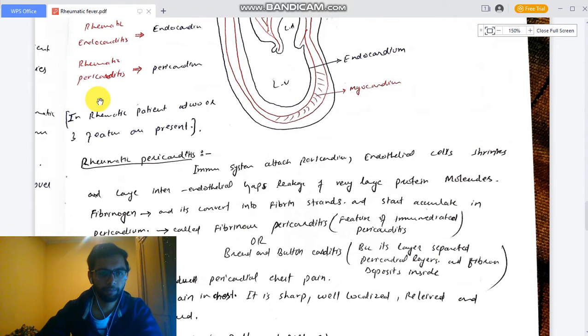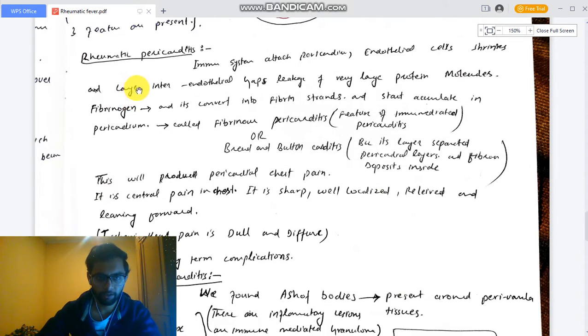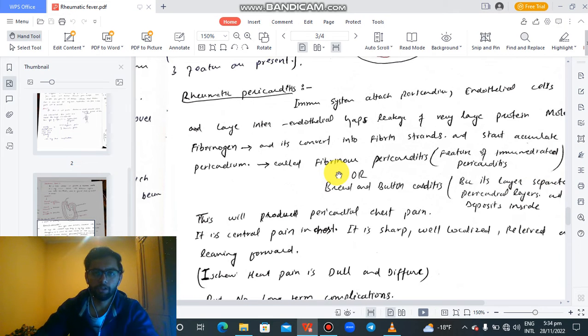The next is rheumatic pericarditis. First, the immune system attacks the pericardium. Endothelial cells shrink and gaps form between them. There is leakage of large protein molecules, fibrinogen, which converts into fibrin strands and starts to accumulate in the pericardium, which is called fibrinous pericarditis.